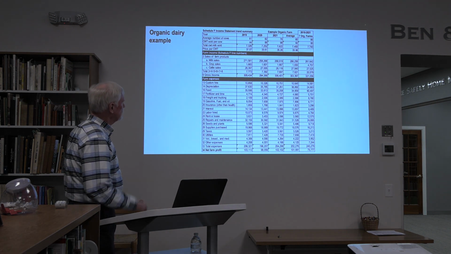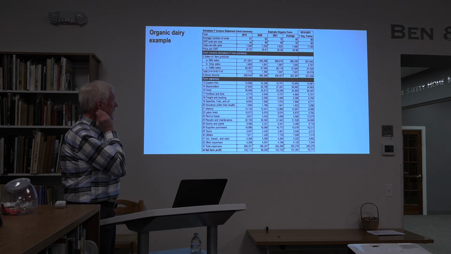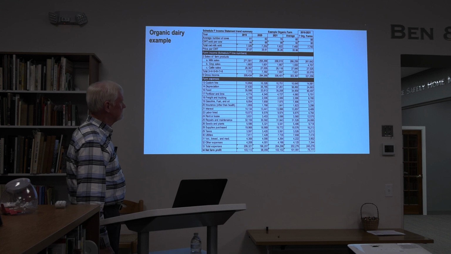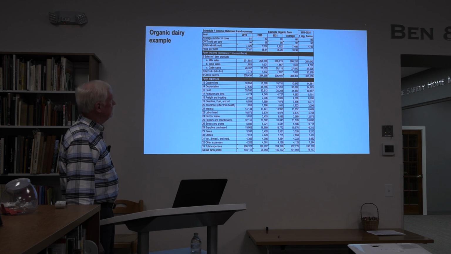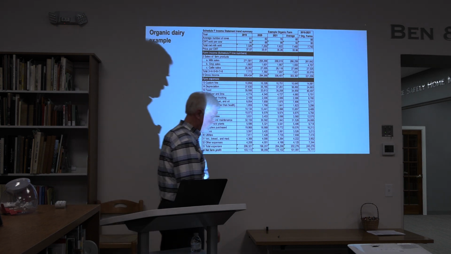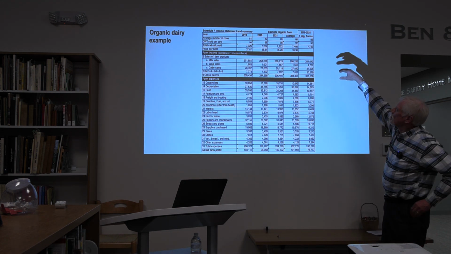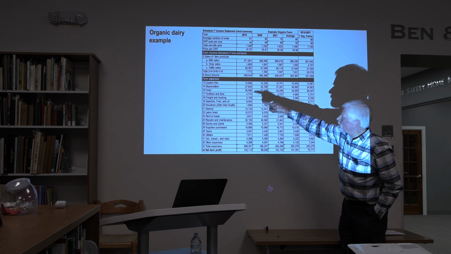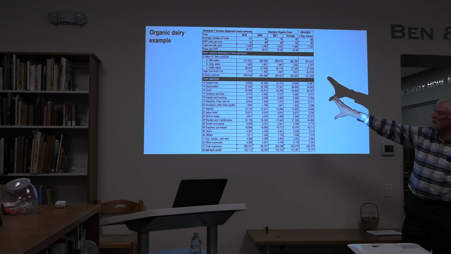Okay, so let's look at an organic dairy farm. And I actually have 3 income statements for this organic dairy farm, 2019, 2020, 2021. And let's look at the average of these 3 income statements. And I'll show you how we calculated it. First of all, the numbers on those lines match Schedule F. So this actually came from Schedule F.